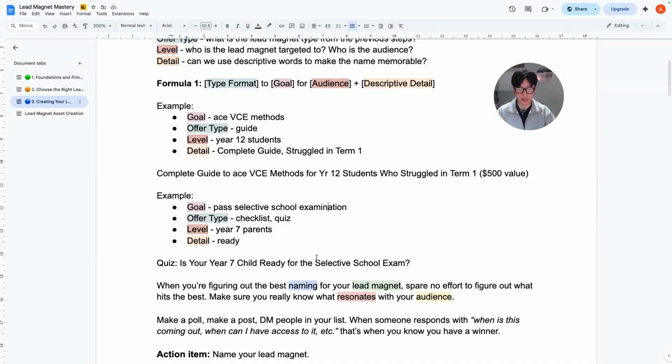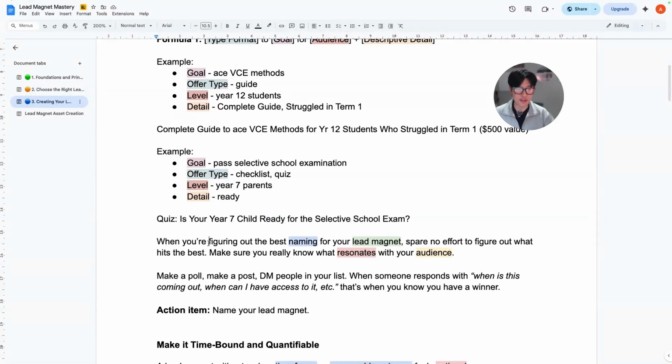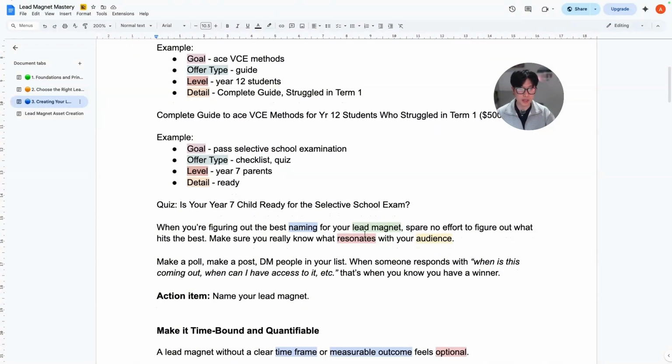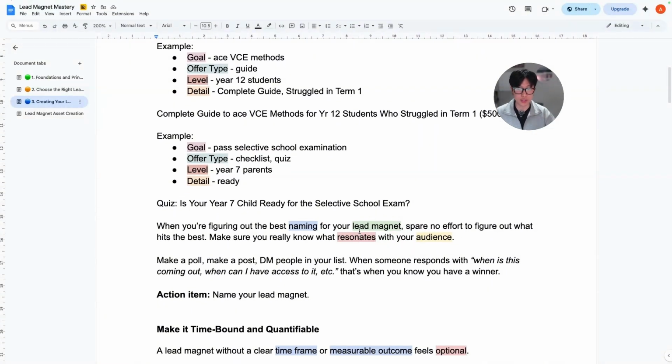Now in this one, of course, it would sound weird for selective school exam, is your year 7 child ready? Like, it would work, but grammatically, we just put that at the end. And we want them to be for year 7 child and are you ready? Yeah? Cool. So when you're figuring out the best naming for your lead magnet, spare no effort to figure out what hits the best. Make sure you really know what resonates with your audience.